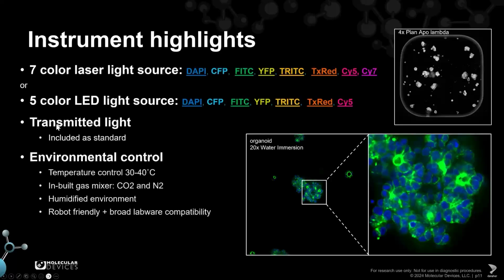Transmitted light is included with the system for looking at unstained cells, for example, or looking at your cell morphology. And optional is the environmental control to enable that live cell imaging. This is temperature control, has an integrated gas mixer for both CO2 and N2, and is humidified to keep the cells healthy and happy as they're growing in the system, basically mimicking the incubator that you might have, for example, in your laboratory. And this is robot friendly, so it can be future automation ready if you want to integrate with robotics.